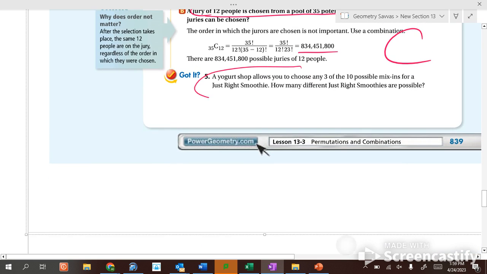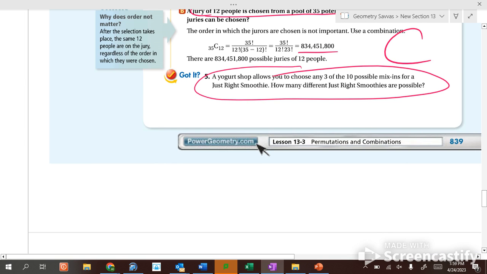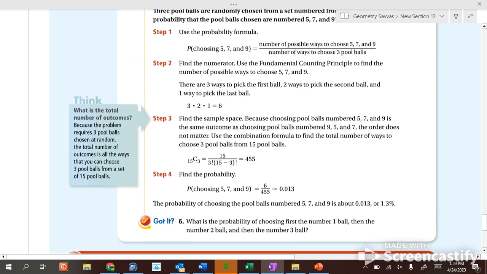A yogurt shop allows you to choose 3 of 10 possible mix-ins for a just right smoothie. How many different possible just right smoothies are there? Would that be a permutation or a combination? When you get to choose 3 of 10 toppings, basically, does the order that they throw the toppings on matter? No. So it'd be a combination. 10 combination 3. Okay? To figure out how many smoothie combinations there are. What? 120 different combinations. All right.